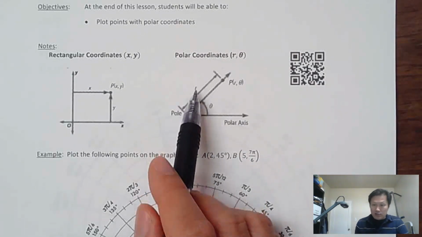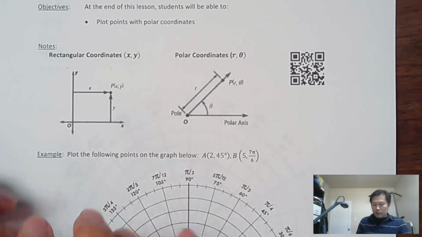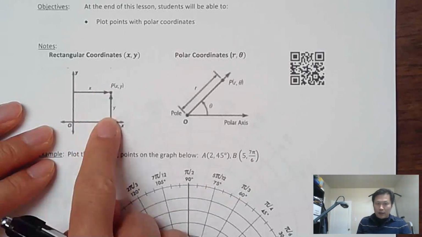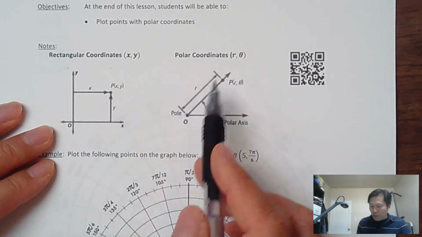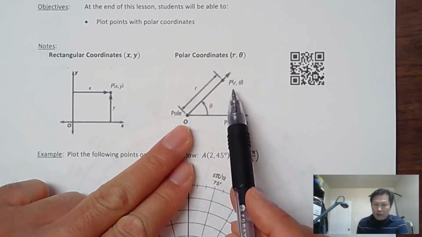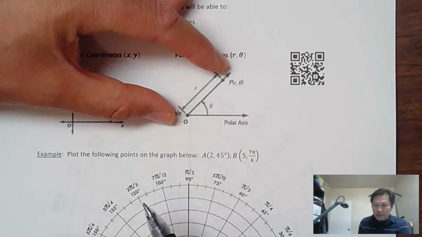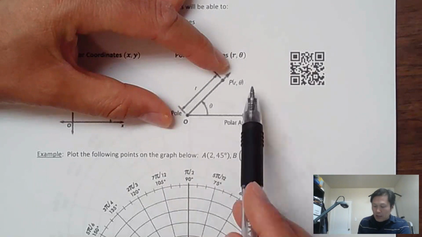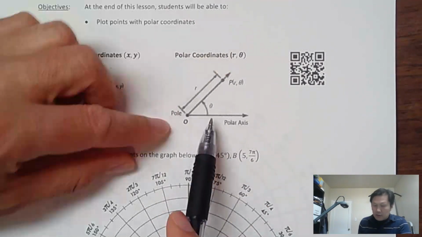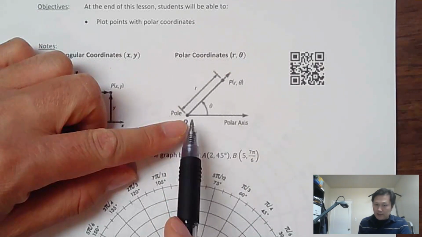will be the radius. So rather than giving you an x value and y value, in polar we give you an r value and theta value. R is the radius, how far the distance is from the pole, and theta is the angle counterclockwise from the polar axis.